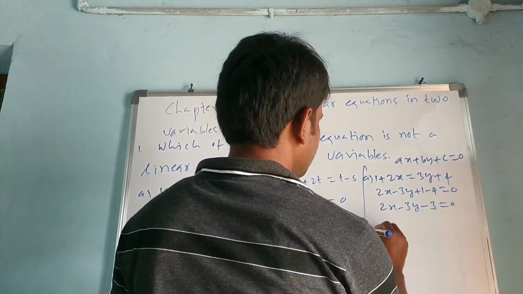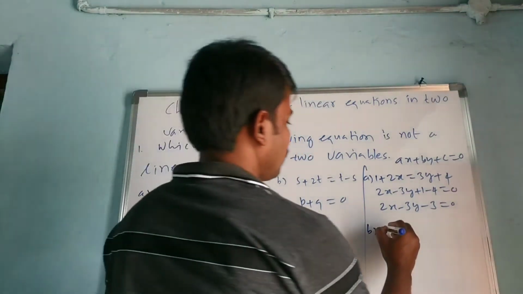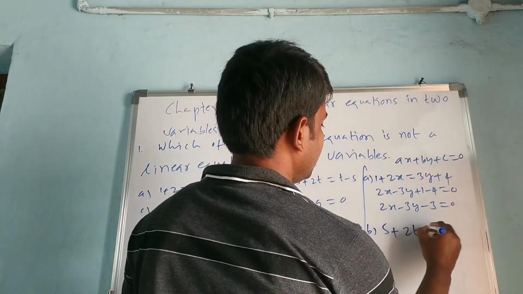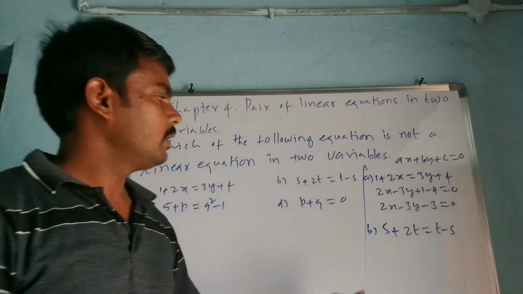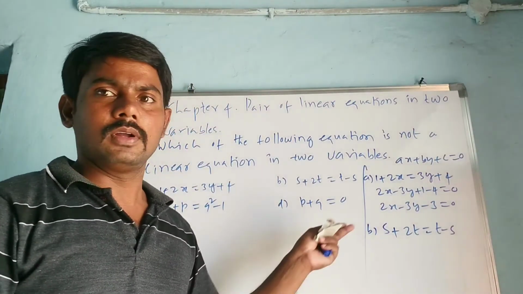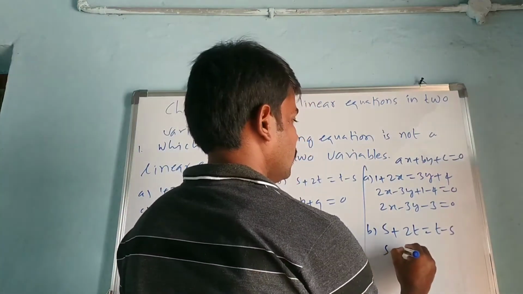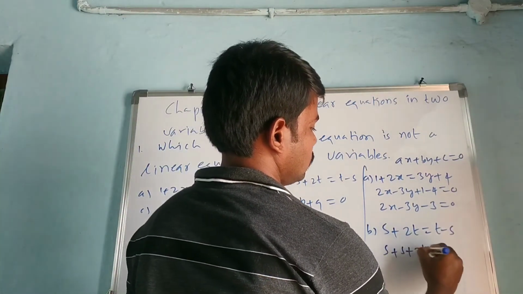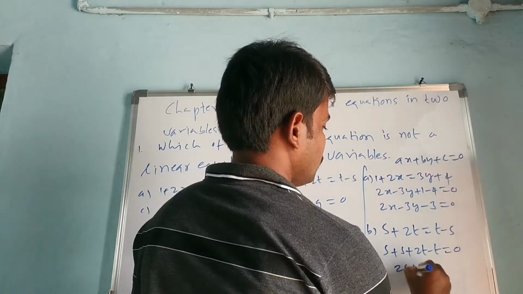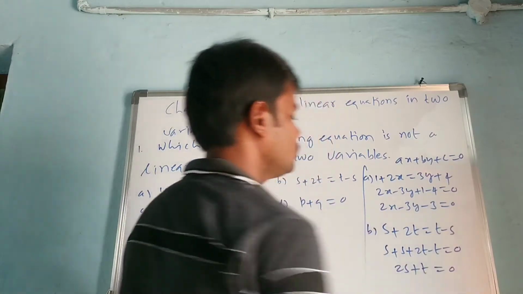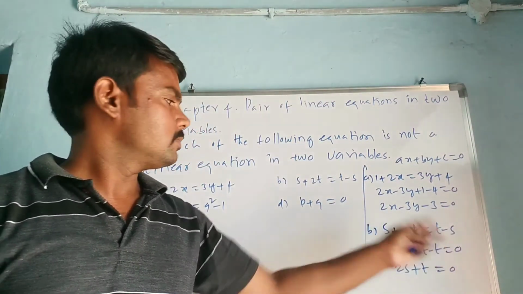Now take option B. B is s plus 2t is equal to t minus s. In the same way, by rearranging the terms, we get s plus s plus 2t minus t is equal to 0. So 2s plus t is equal to 0, which is of the form ax plus by plus c is equal to 0.